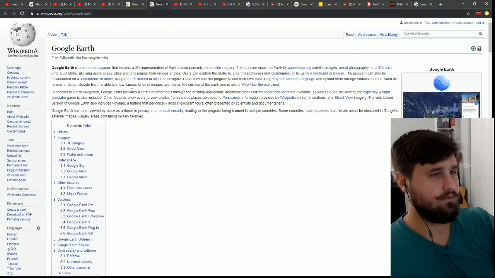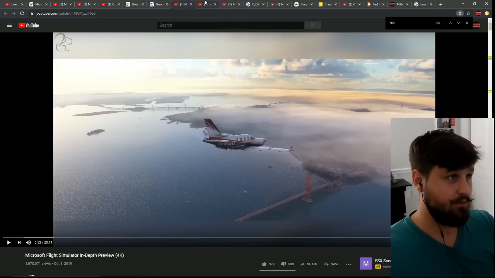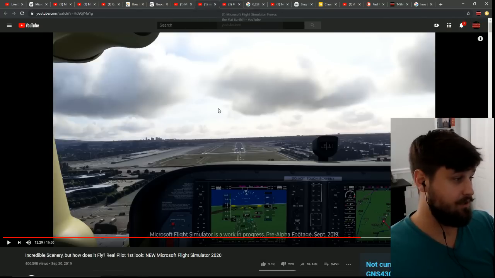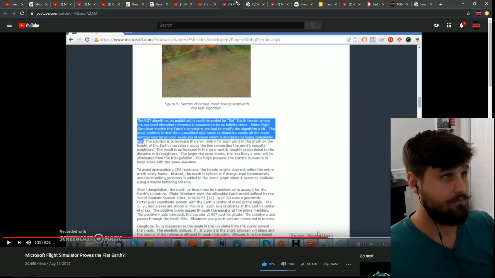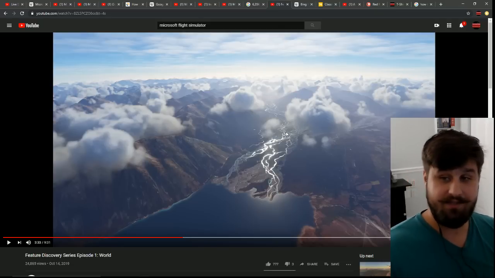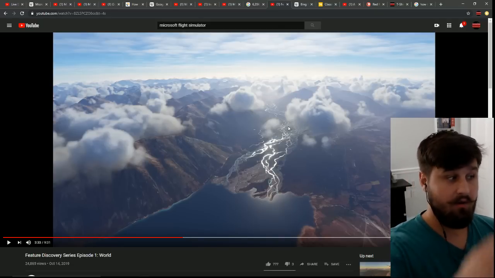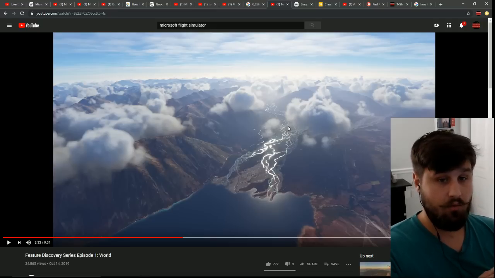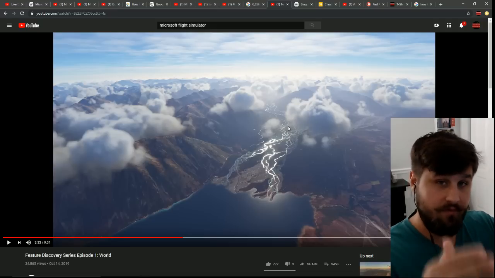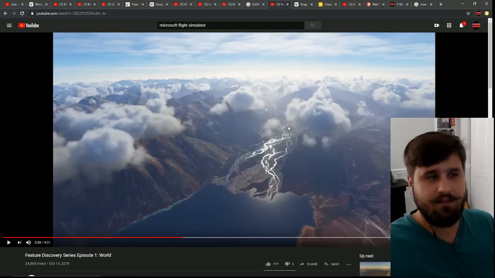So cool. So now let's move on to another interesting tidbit here. And here's the thing, guys. It's really hard to find just a direct statement somewhere on the internet of Microsoft or other video game programmers who have done flight simulators just straight up admitting it. Oh yeah, it's a flat map.